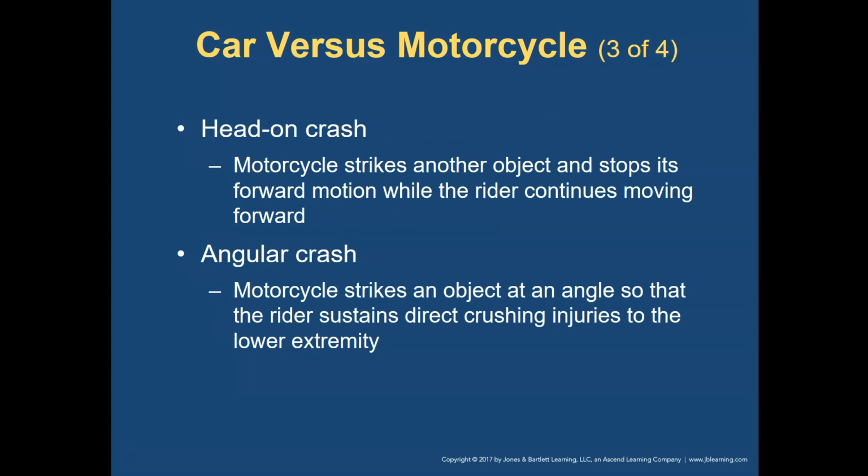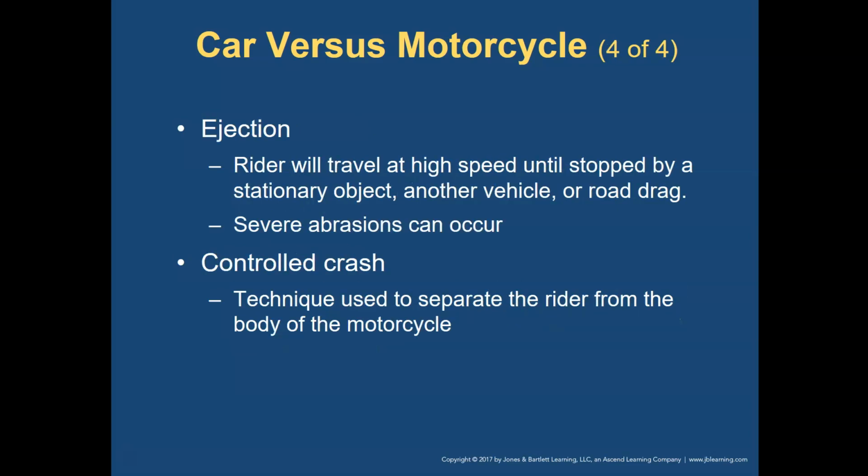So there are 4 types of motorcycle impacts. A head-on crash is where the motorcycle strikes another object and stops its forward motion while the rider continues his or her forward motion until stopped by an outside force. Angular crash: the motorcycle strikes an object or another vehicle at an angle, so the rider sustains direct crushing injuries to the lower extremity between the object and the motorcycle. It's similar to a head-on crash, except at an angle, where you're still doing a lot of damage, not just a glancing blow.